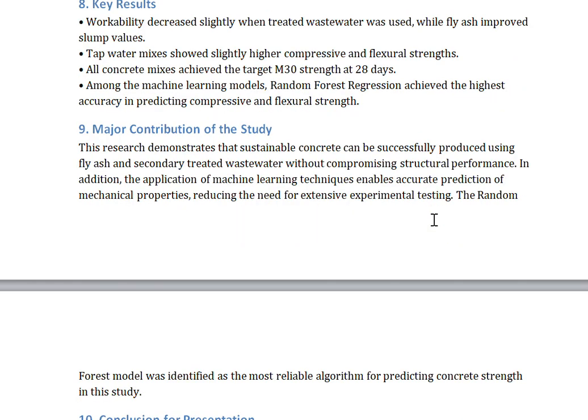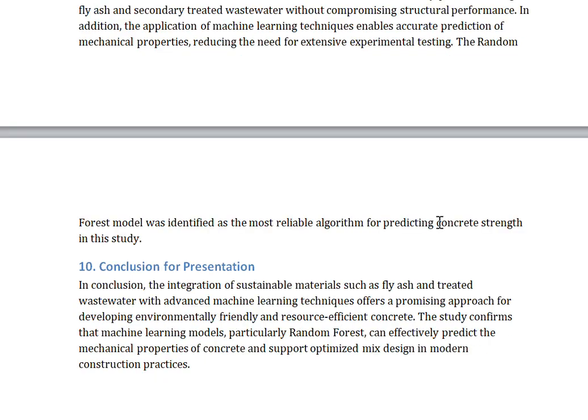Next, the major contribution of this study: the research demonstrates that sustainable concrete can be successfully produced using fly ash and secondary treated wastewater without compromising structural performance. In addition, the application of machine learning techniques enables accurate prediction of mechanical properties, reducing the need for extensive experimental testing. The random forest model was identified as the most reliable algorithm to predict compressive strength in this study.